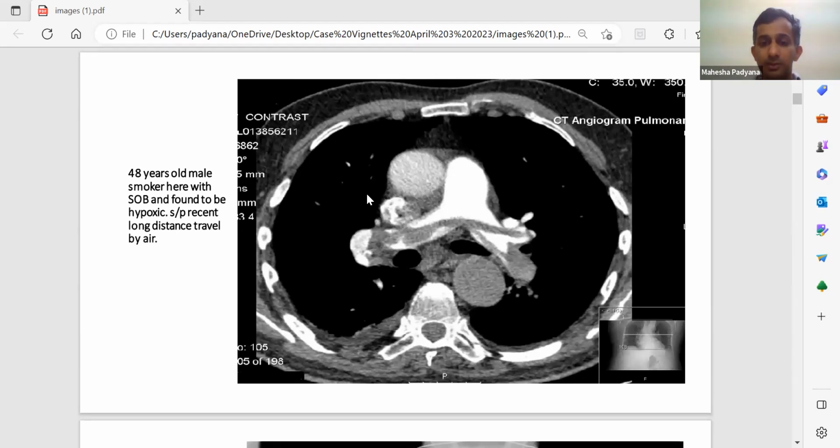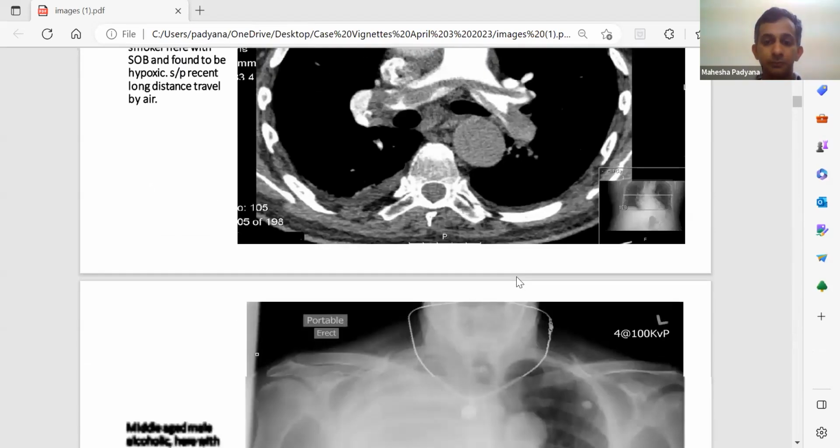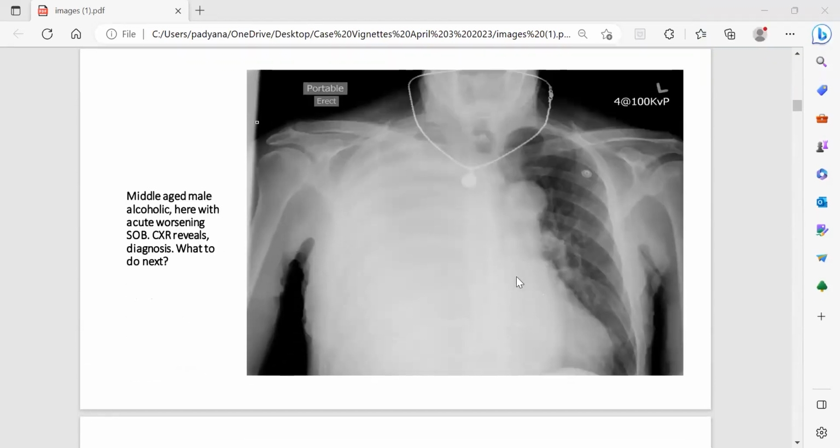Any one of you can read this? CT window showing bilateral filling defects in the right and left pulmonary artery as well as in the midline, suggestive of saddle pulmonary thromboembolism. Yeah, good. Excellent.